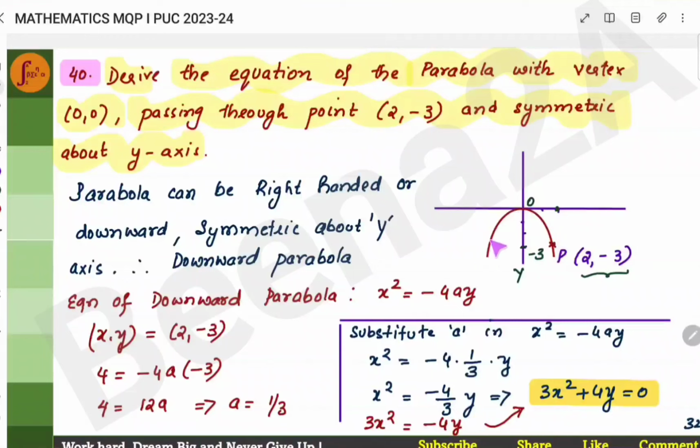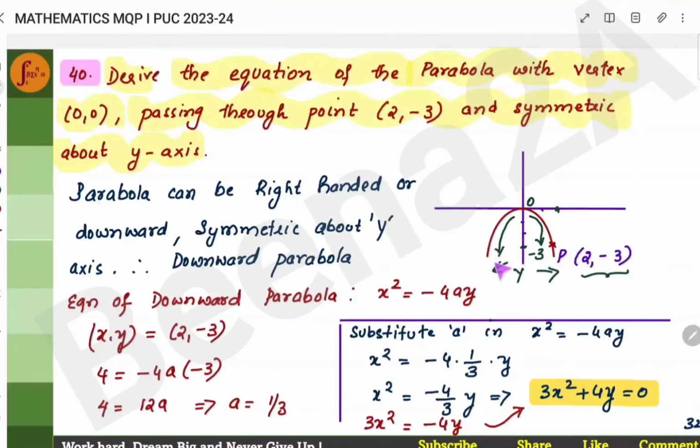So you draw a parabola here and it's symmetric about y-axis. That means you have the y-axis. It is symmetric, that means the curve is equally on both sides of the y-axis. So you have the parabola curve here and you have this curve here on the sides of y-axis. So therefore it is a downward parabola. The point is in the fourth quadrant, so obviously it's going to be a downward parabola because it's symmetric around the y-axis.